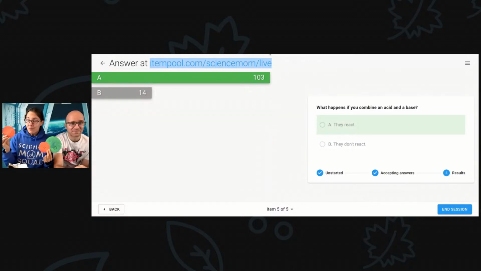Because an acid is something that is going to want to get electrons. A base is something that has extra electrons to give. And if you put something with extra electrons in with another thing that really wants those electrons, they will react. You will definitely have a reaction. It makes a lot of sense.